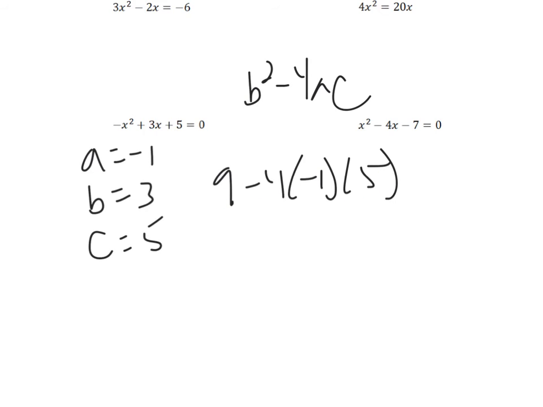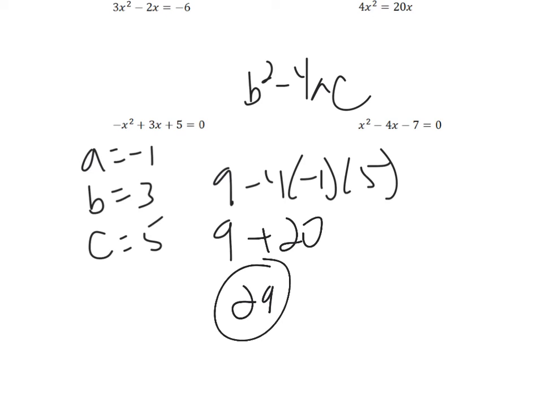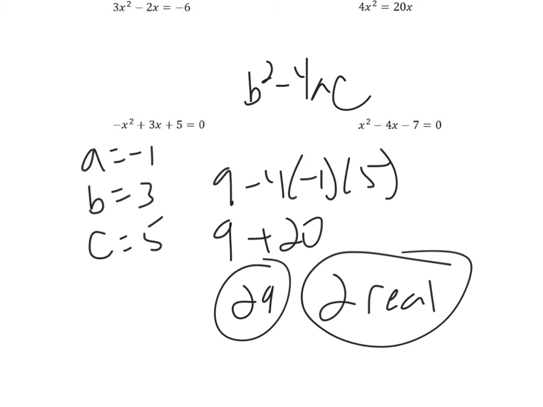out just like that. So let's see, 9. Now, negative 4 times negative 1 is positive 4, and positive 4 times 5 is 20. So that turns to plus 20, which is 29. That's a positive number. That tells me there's 2 real numbers that are solutions. It crosses the x-axis twice. It probably is not going to be at a nice integer value, but we know it'll cross it twice. And then this very last one, let's see what happens there.